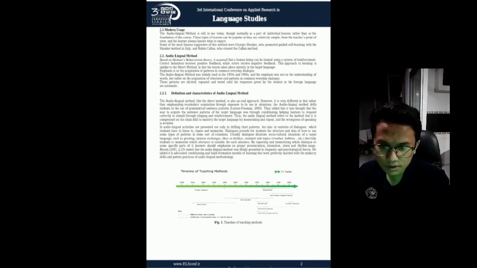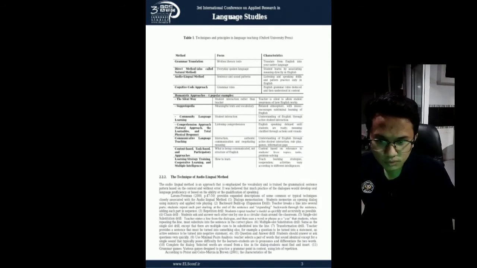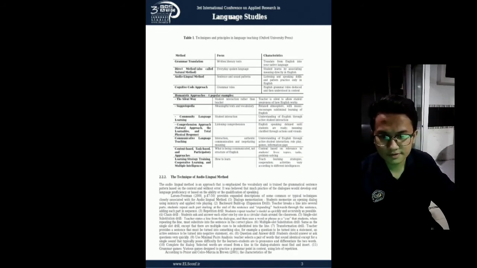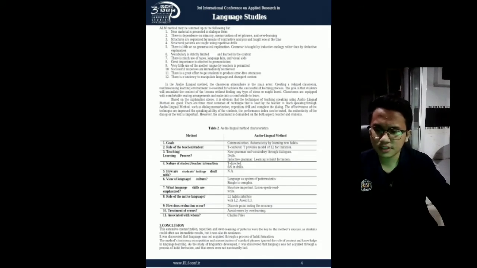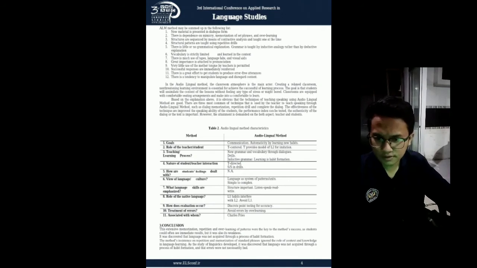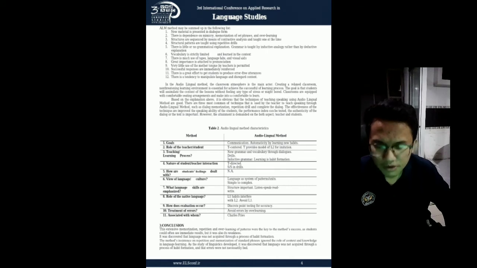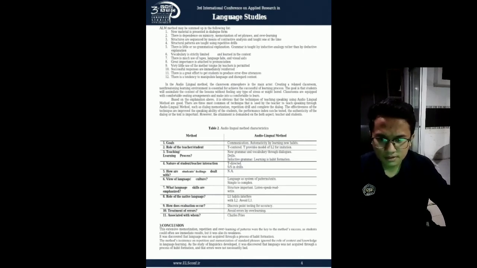Oh, they also include the timeline of this teaching method. Let's move on to the next page. Table 1, techniques and principles in language teaching. It's from Oxford University Press. Let's continue. 2.2.2. I think they mentioned the contra points on this list. Let me see. No, I think they do not separate it. We'll talk about it later. Oh, there's a table here. Let's take a closer look.